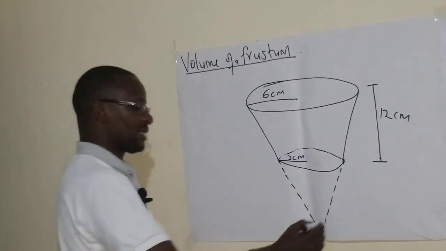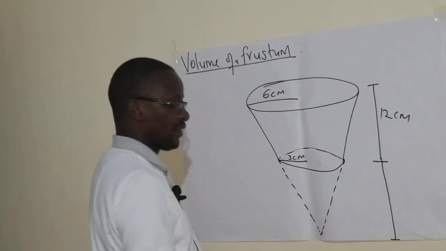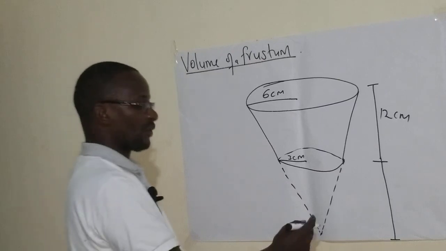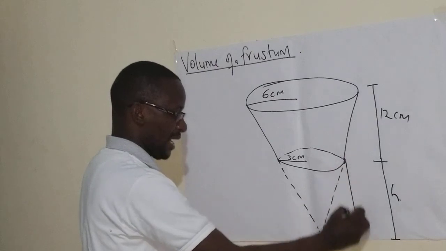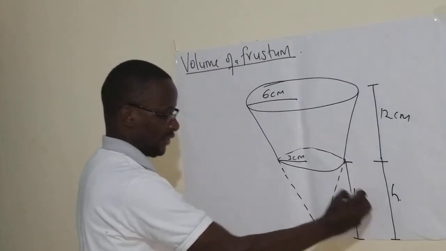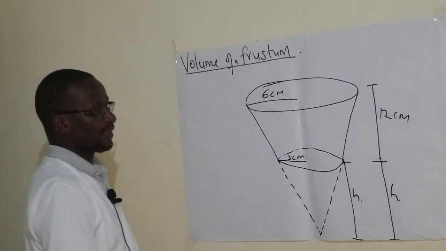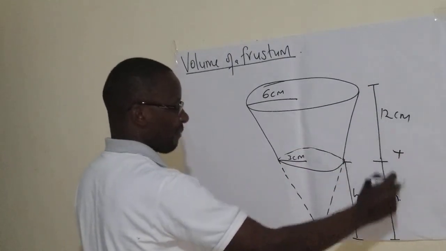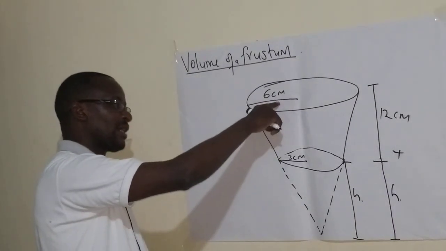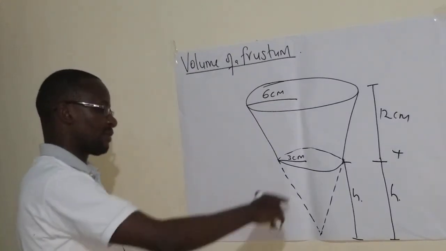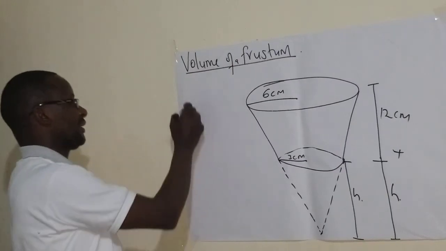We do not know the height of the smaller cone, neither do we know the height of the larger cone. We only know the height of the frustum. So let the height of the smaller cone be h. So from here up to here, that's h, small letter h. So the height of the larger cone now will be 12 plus h. We know that the radius of the larger cone is 6 and the radius of the smaller cone is 3. So we are going to use similarity.